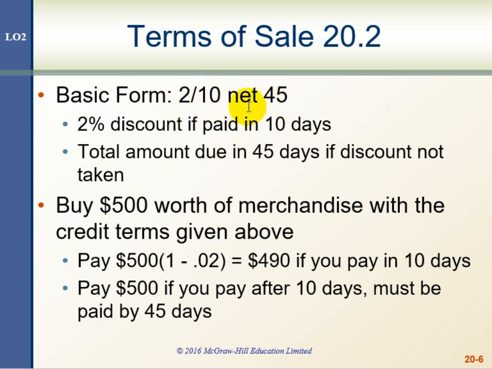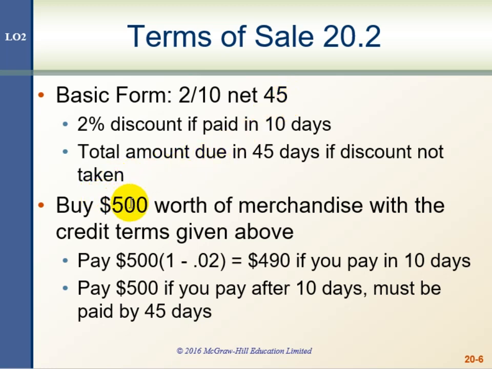So as I mentioned, you may have seen the form as shown here. That's 2/10 net 45, or just N/45. It indicates you get a 2% discount if you pay within 10 days, and if you wait till the very last moment to pay, you have to pay within 45 days in order to fulfill your contract with us.